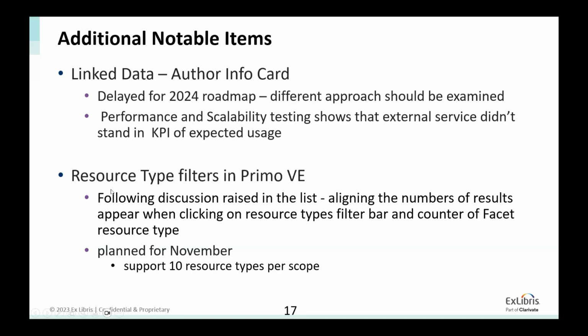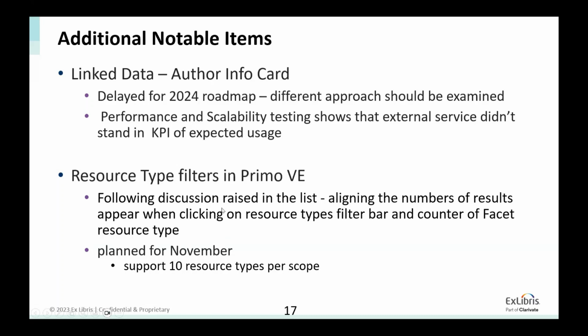Okay, resource type filters in Primo VE. I've added this bullet following some threads that I saw in the Primo list. One of the discussions was that, while we released in Primo VE the number for the resource type filters, when clicking on books, for instance, from the facet resource type, the numbers in Primo VE were not aligned.